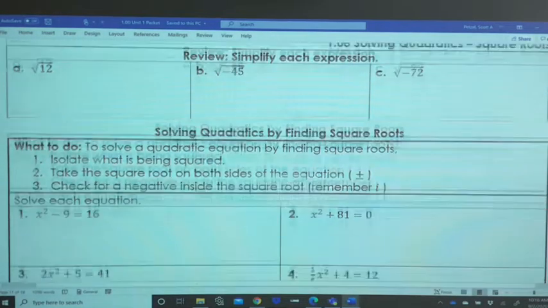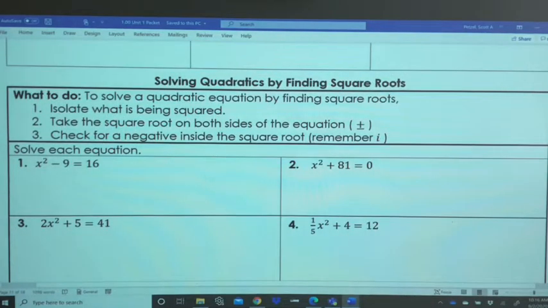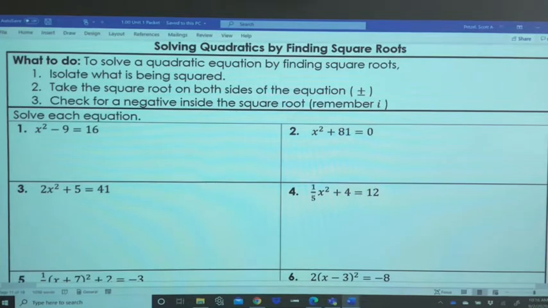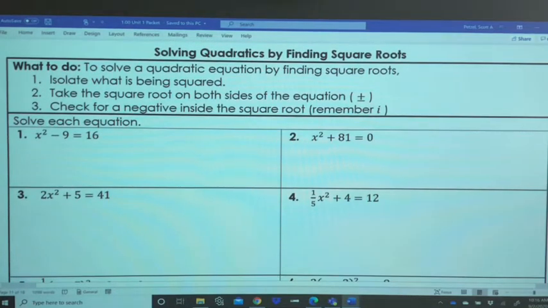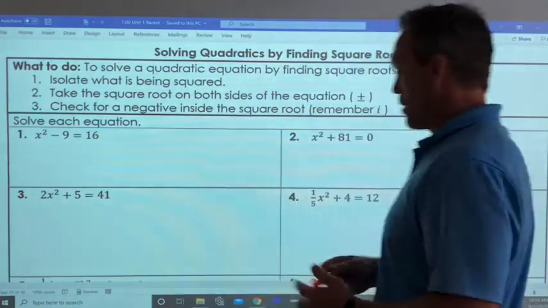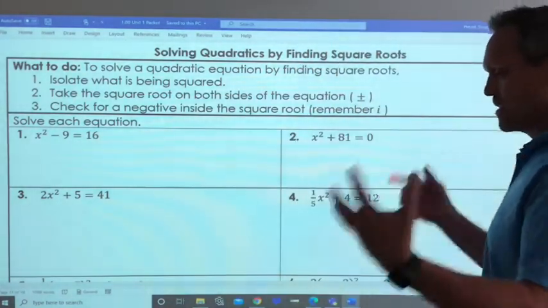So we're going to start talking about solving quadratics, finding the square root. Okay? These are a bunch of instructions. I don't like a bunch of words and instructions. You know what I like? I like little things that are simple.